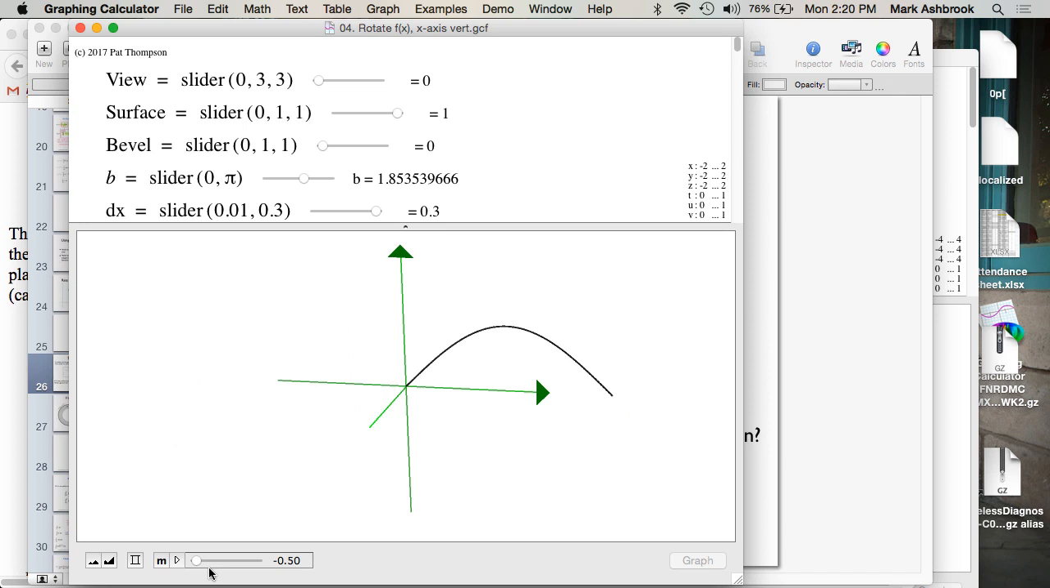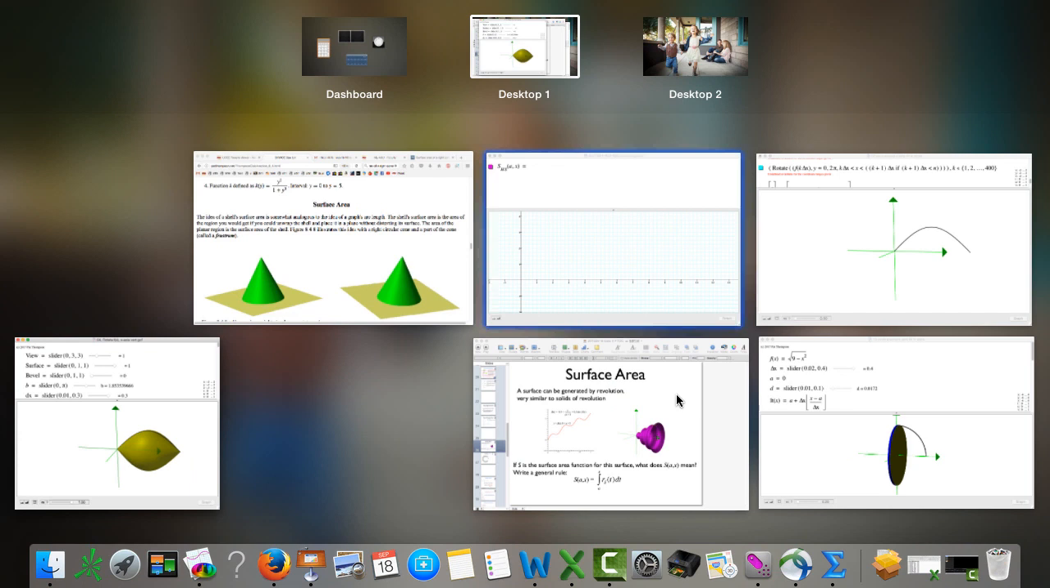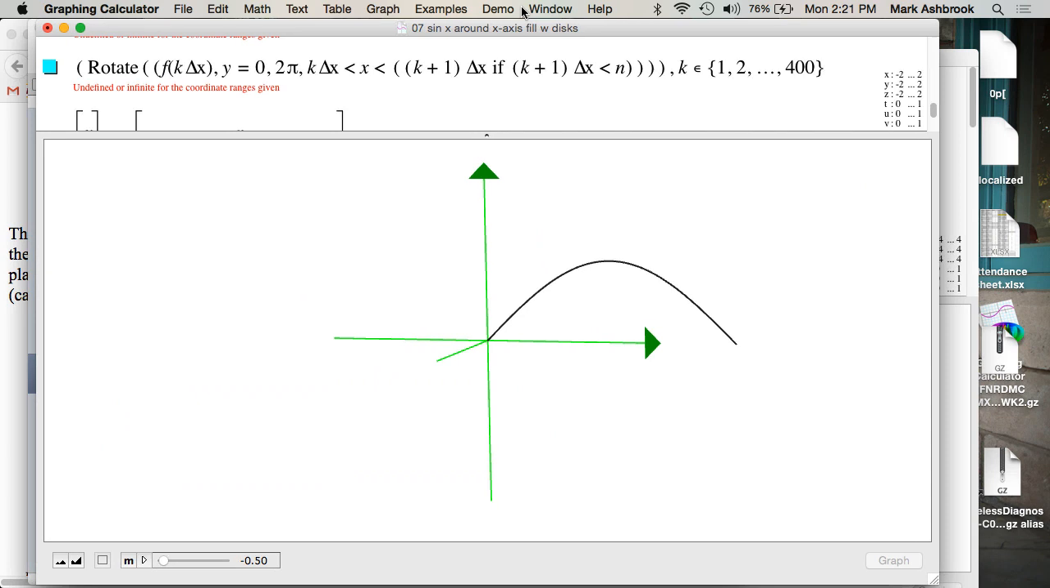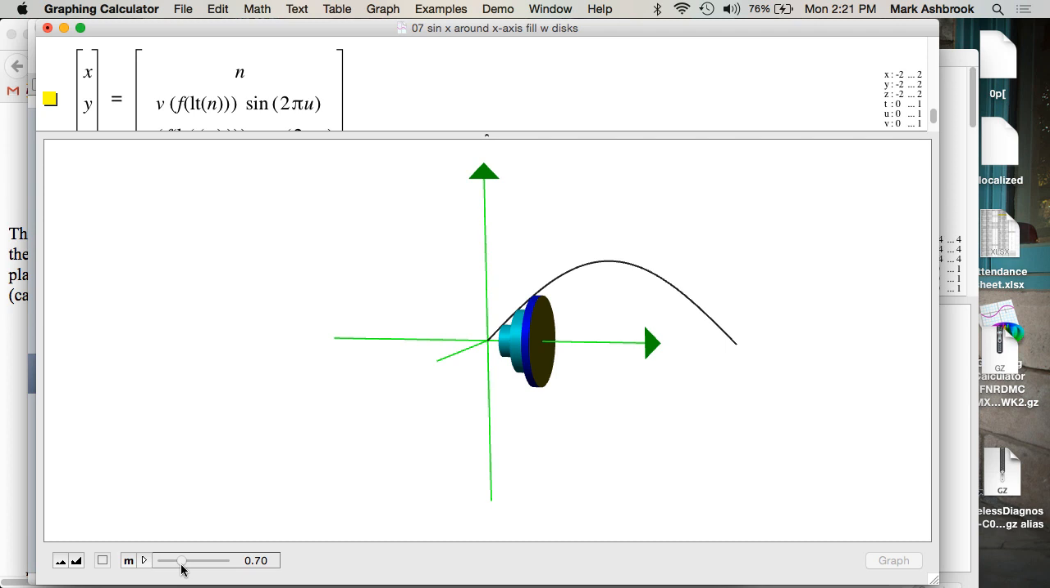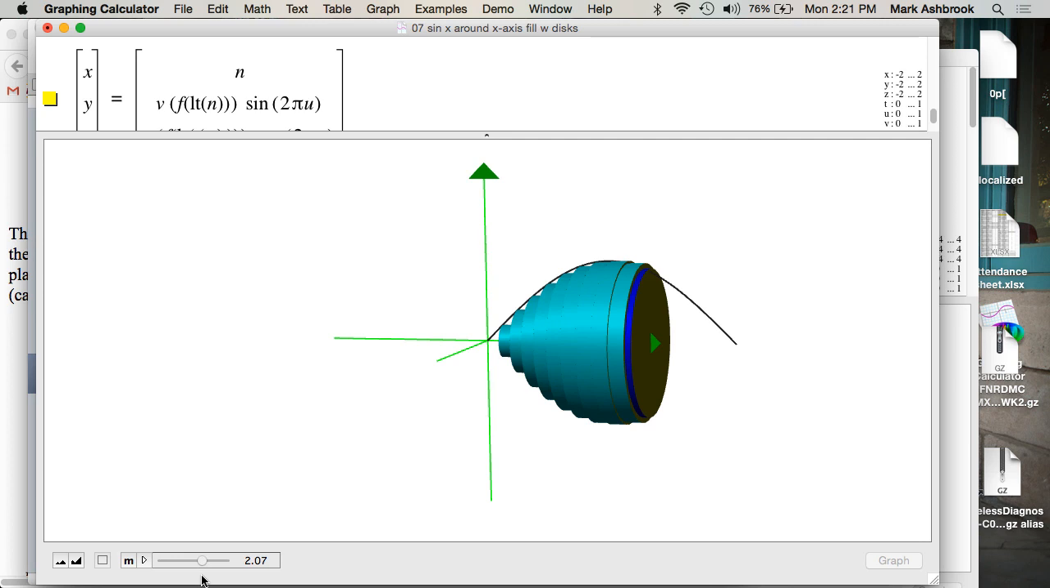So here's sine x, and let's think about flipping sine x around the x-axis. When we do that, you can imagine the surface we'll get, something like that. And as before, what did we do? We filled it up using dx, through delta x intervals.